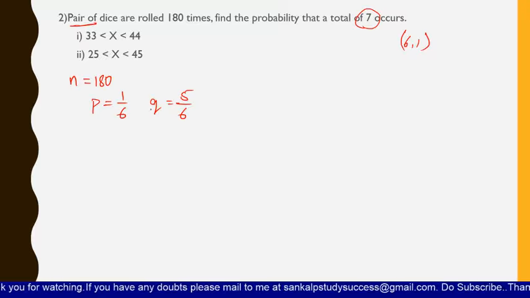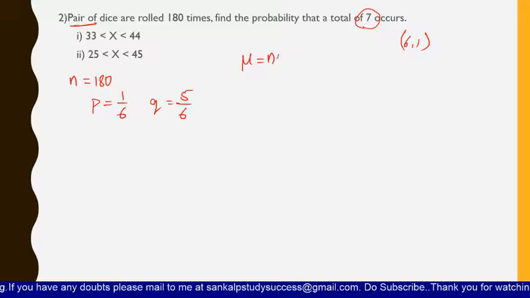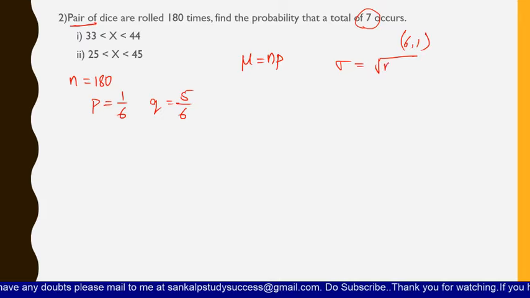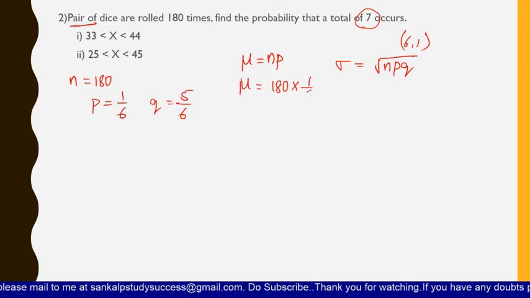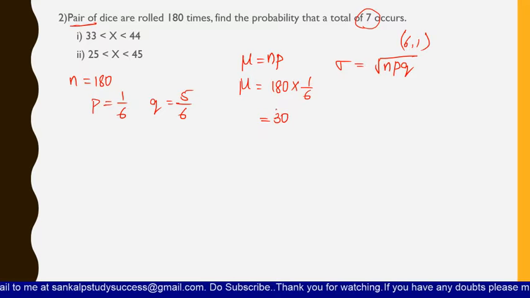Now what is mu and sigma? Okay, what is mu and sigma? Mu is nothing but np, right? And sigma is equal to square root of npq. So by substituting these values we will get it. Mu is equal to 180 into 1 by 6, which is nothing but 30. Correct? Mu is equal to 30.